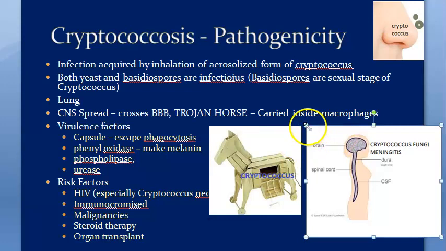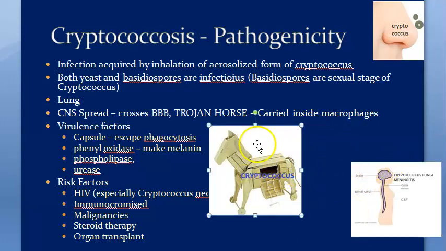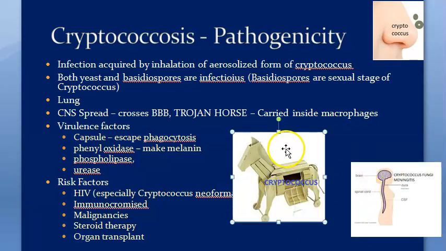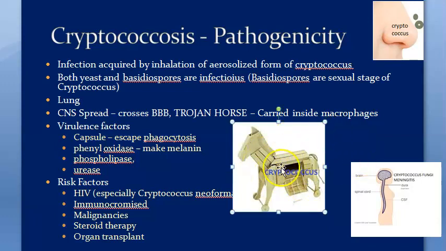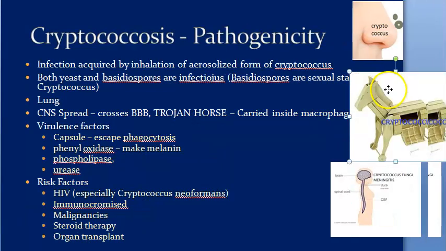So actually, this Trojan horse was something like the soldiers were inside. It was a huge horse, and nobody knew that inside the horse the soldiers were there. So the soldiers were able to enter the enemy area hiding inside the horse. Similarly, this is a macrophage, and the Cryptococcus enters the macrophage, and it cannot be phagocytized by the macrophage because it has a capsule. So the macrophage itself carries the Cryptococcus to the brain. Okay, so you understood, right?